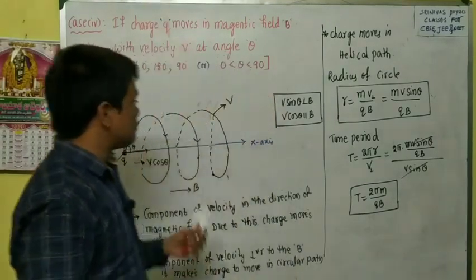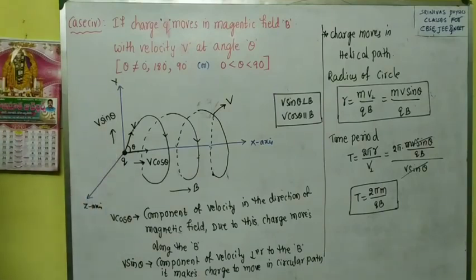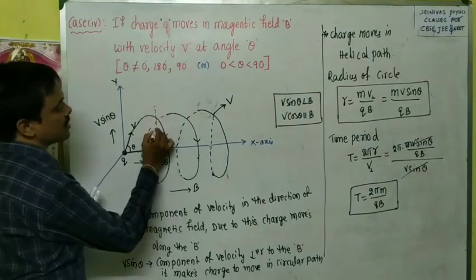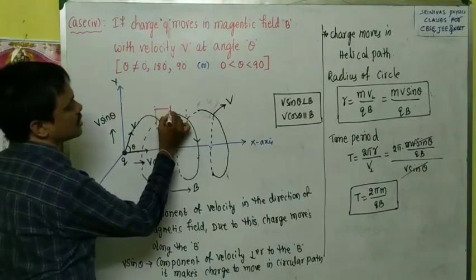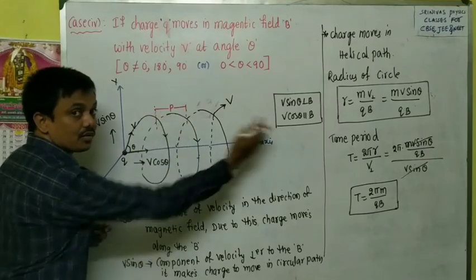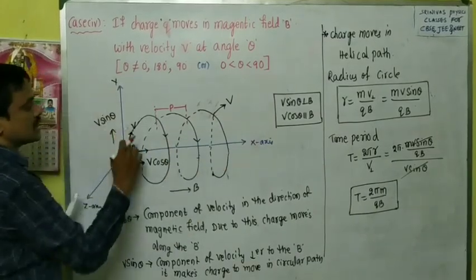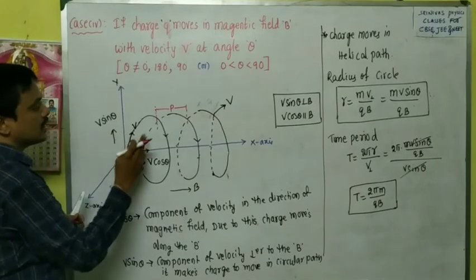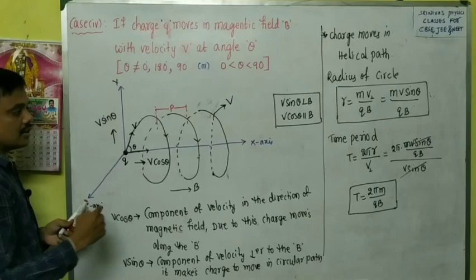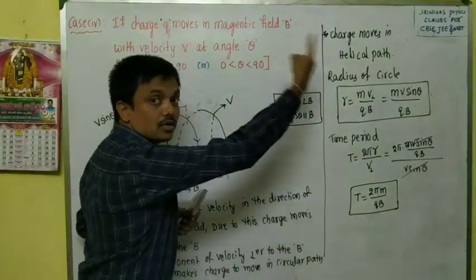And now let us see one more case, the pitch of helix, which I want to find out. What is pitch of helix? Look here. For every rotation the charge moves some distance forward, right? That distance is called the pitch of helix. Due to v cos theta it is moving forward, and due to v sin theta it is moving in a circular path. In one rotation, how much forward distance can the charge travel? For every rotation it rotates and goes forward, rotates and goes forward.